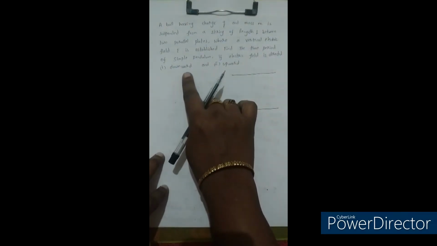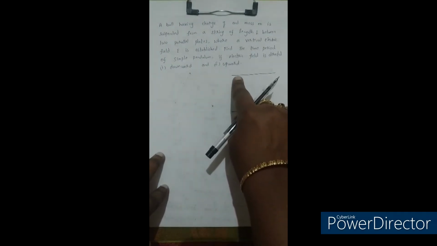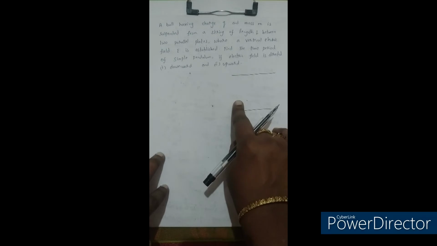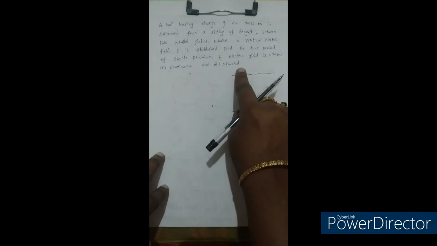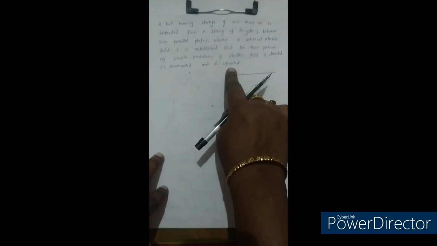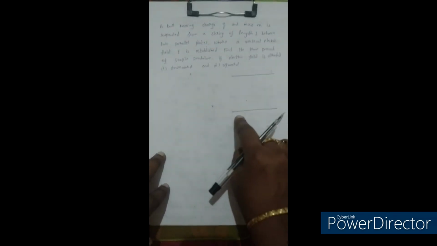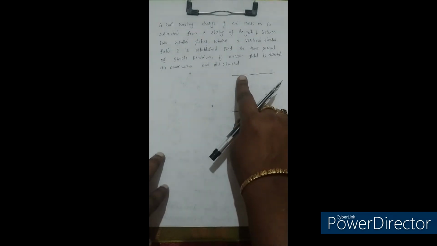that if the electric field is directed downward, so in the first case it is going to act in the downward direction. So when it is acting in the downward direction, you know that the field will always be from the positive to negative. So in the first case this will be positive and this will be negative, right? And in the second case the electric field is in the upward direction. So upward direction means this will be the positive and this will be the negative, right?